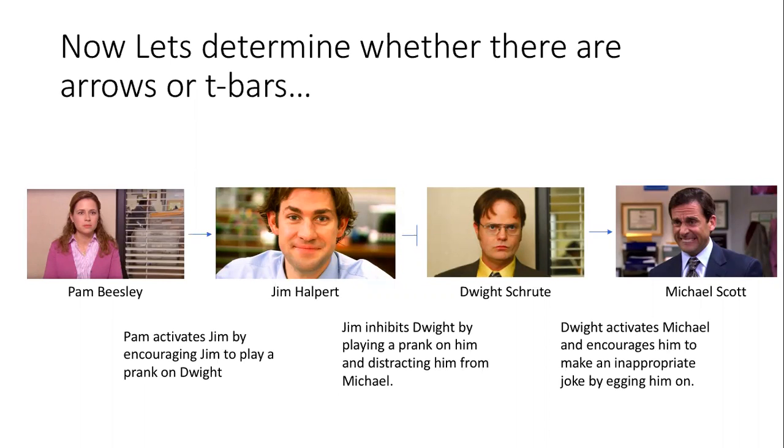First, we have Pam, who activates Jim by encouraging him to play a prank on Dwight. Because she activates him, we put an arrow between her and Jim. Next, Jim inhibits Dwight by playing a prank on him and distracting him from Michael. Since Jim inhibits Dwight, we put a T-bar between them. Lastly, Dwight activates Michael and encourages him to make an inappropriate joke by egging him on. This means there is an arrow between these two.